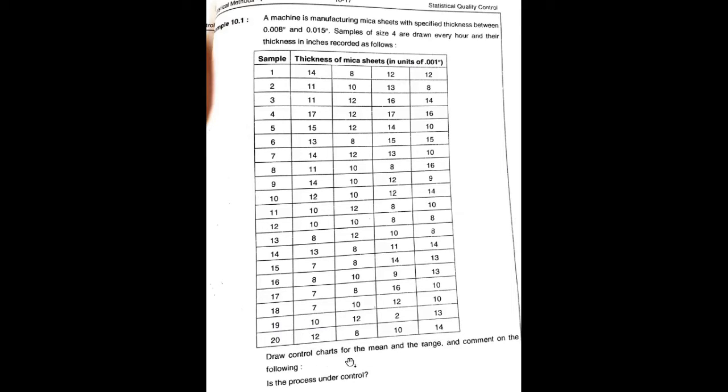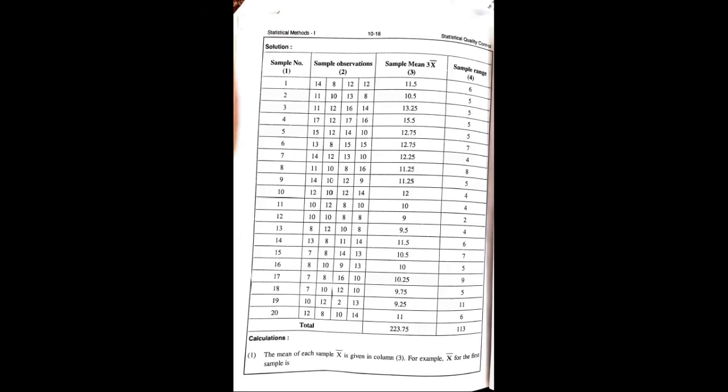Draw control charts for the mean and the range, and comment on the following: is the process under control? So this is the question part. Now to solve this question, first of all, we have to find the sample mean.